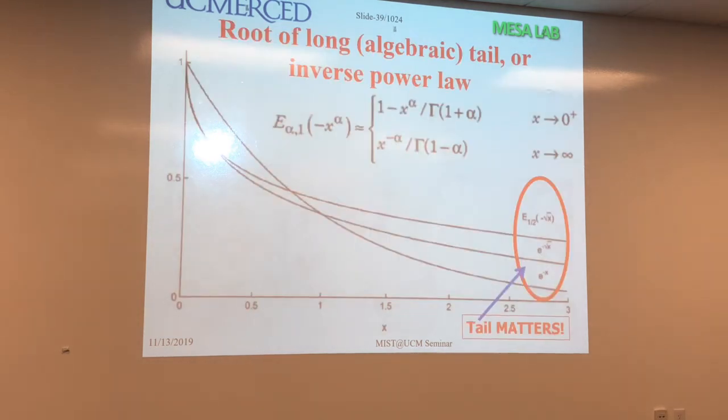So they are connected. The algebraic tail is going very slowly like this. The exponential tail is something like this. In between there's something called a stretched exponential tail. So you can see tail behavior is important. I suggest if you have big data, you should really check the tail behavior.